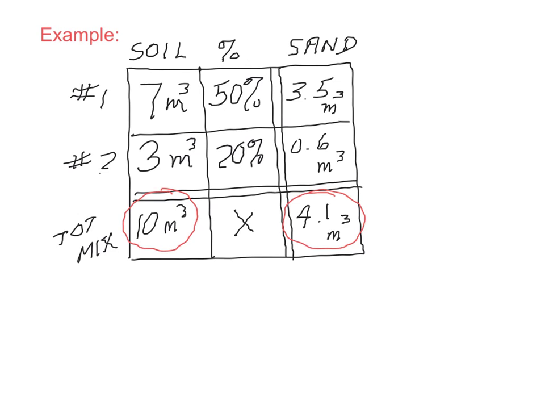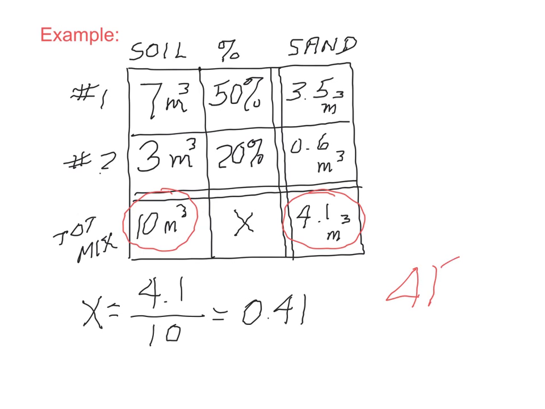So if we take 4.1 and we divide that by 10, what do we get? We get 0.41. And remember, right now we're solving for x. Well, if you get 0.41, that's the decimal. If I convert that to a percent, my final answer for this problem is the final mixture contains 41% sand.